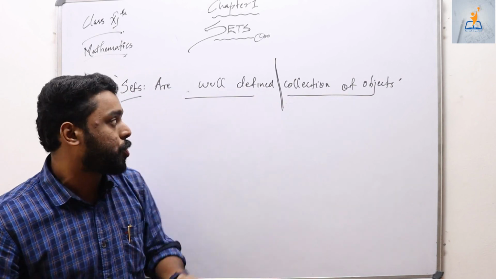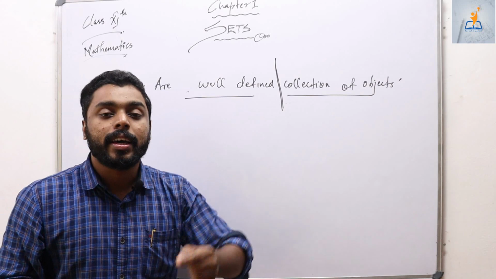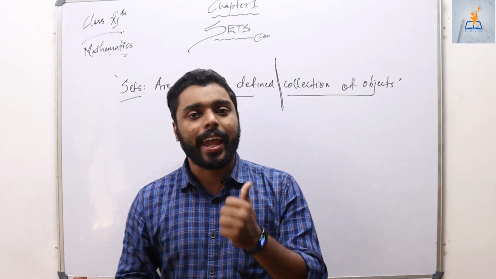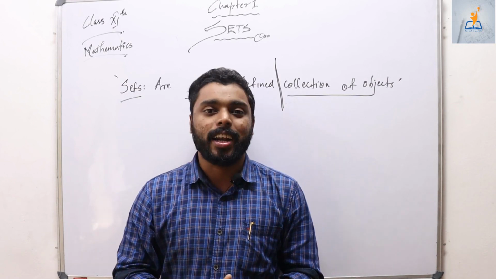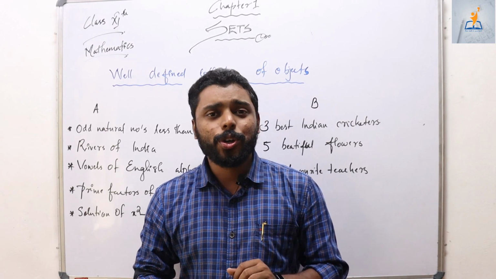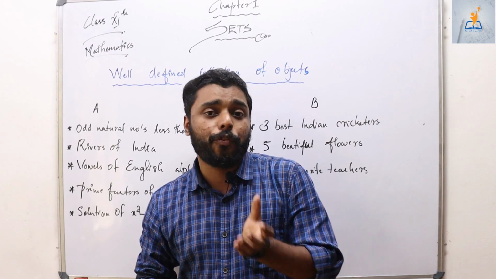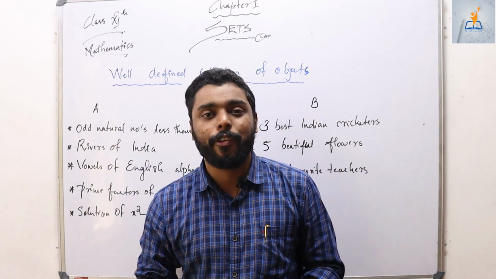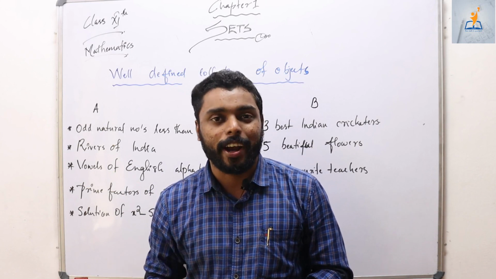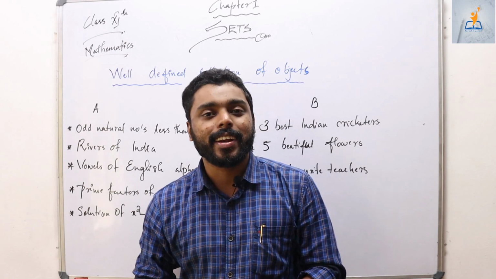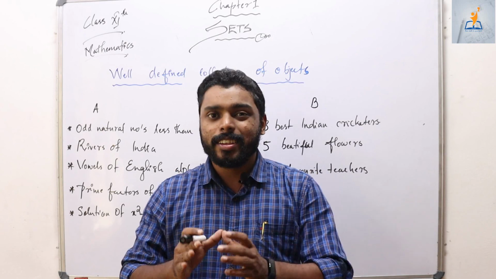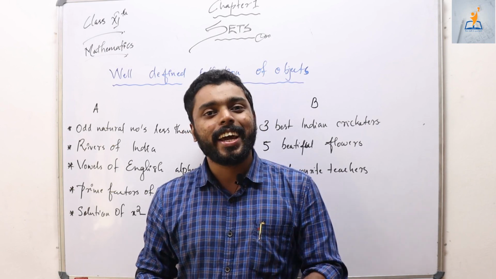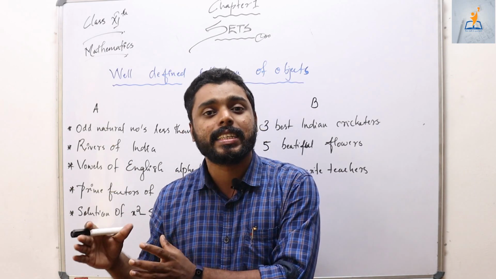But there is another restriction too. What is that? It must be well defined. The problem lies here. What is well defined? We shall examine what is a well defined collection of objects. In order to understand the definition of set very well, we have to understand the difference between a well defined collection and a not well defined collection. If we have a clear understanding about this difference, then it is easier for us to recognize any collection of objects as a set or a non-set.